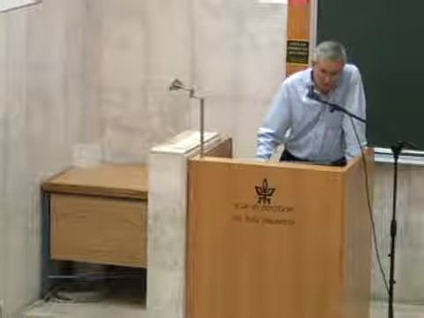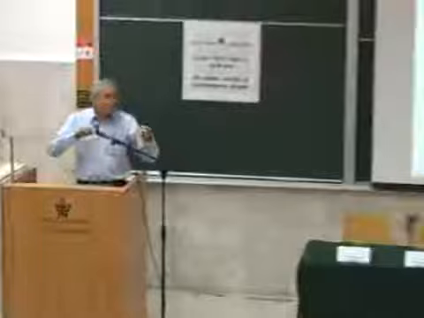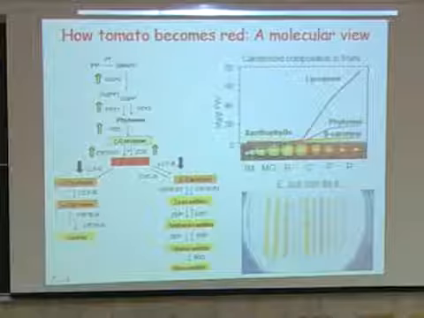This is the pathway in plants which shows how beta-carotene is made in the pathway of the carotenoids. 14 years of my professional life are invested in this pathway. And this is basic science, to answer the question, how tomatoes become red, which means not only identifying the genes behind it, but also the regulatory mechanisms that make the tomatoes red.